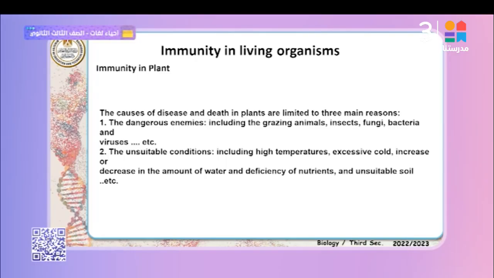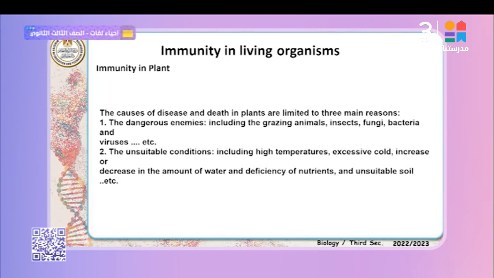Number two, unsuitable conditions. Severe cold, low temperatures, deficiency in water, deficiency in nutrients. These causes can be treated or avoided after removing the causes. What I mean is, after removing the causes, the plant returns to its normal condition and stays alive. Again, focus on this point, it is very important.